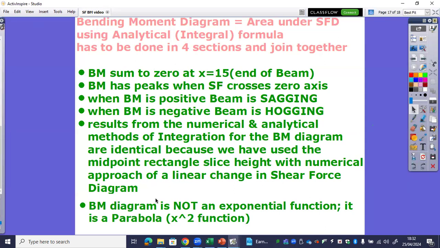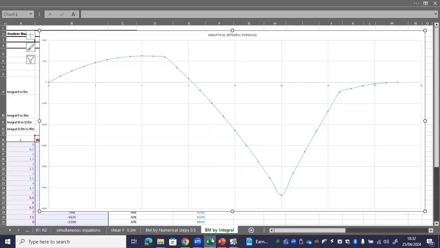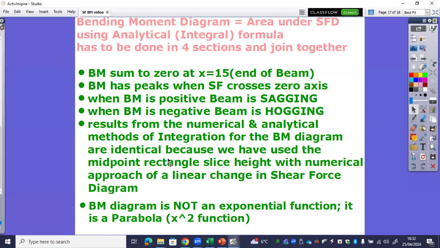And just to point out, the bending moment diagram is not exponential, it's a parabola, because we have an x-squared function, x being the length of the beam going from 0 to 15, so it's curved. Thank you for watching, and that shows how we can generate shear force and bending moment diagrams from Excel.